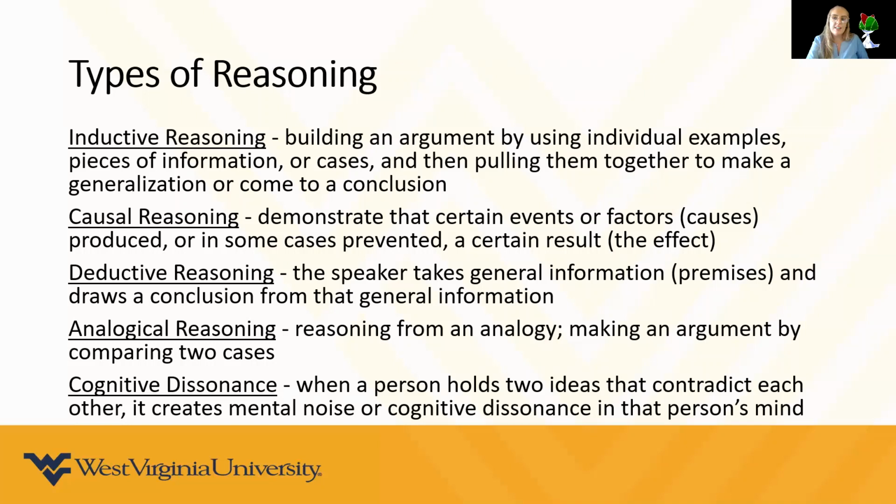We also have cognitive dissonance, and this is not actually a formal form of reasoning, but it's important to understand as it can create a feeling of discomfort for the person experiencing it. And it's defined as when a person holds two ideas that contradict each other, and it creates mental noise or cognitive dissonance in that person's mind. So if you develop an argument that creates cognitive dissonance, but then offer a solution that reduces that contradiction, you are more likely to have a successful persuasive argument.